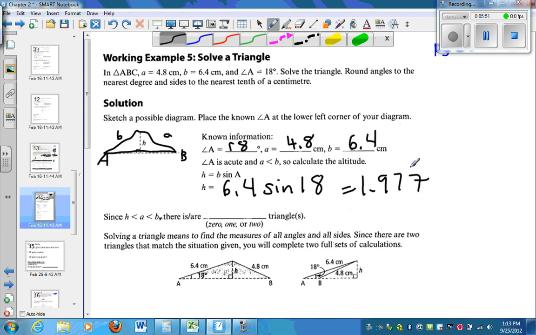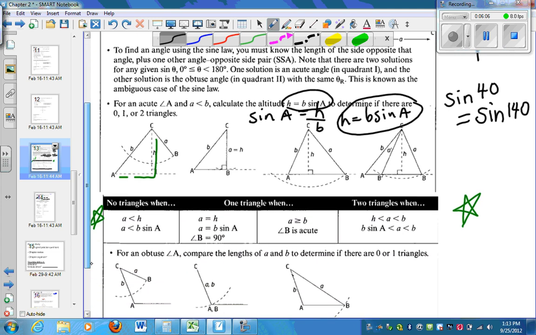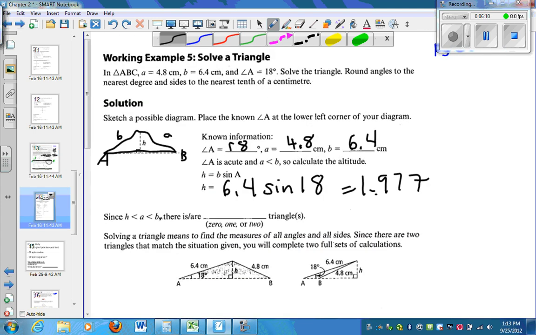Okay, since the height is less than A, yep, this is less than that. This is less than that. How many triangles do I have? So I have A, H is less than A, is less than B. Let's look at our rules that we will write out. It means that we have two possible triangles. So we have to look at both cases.